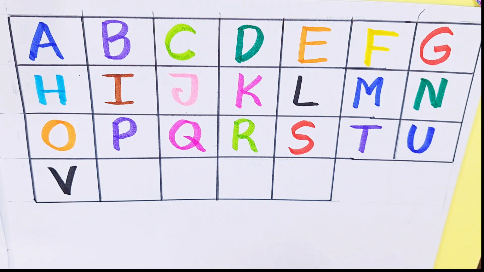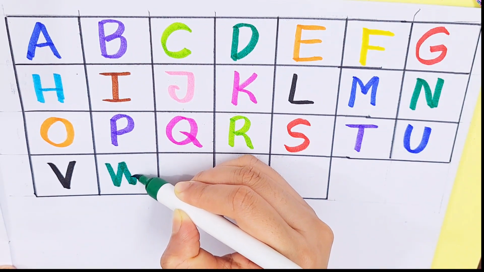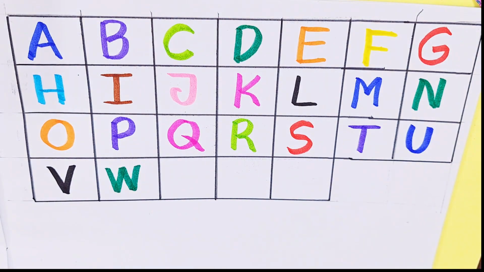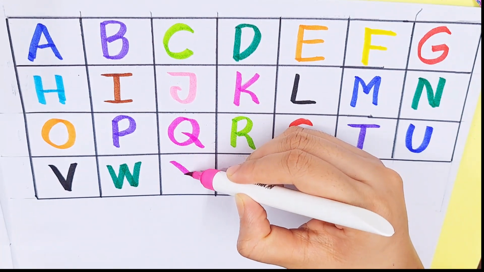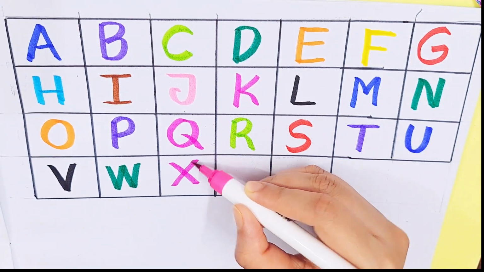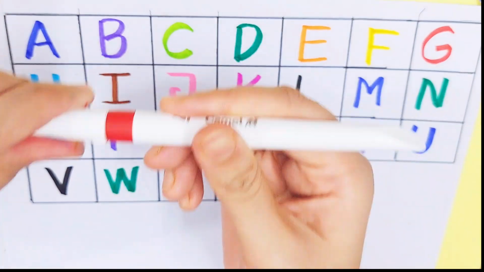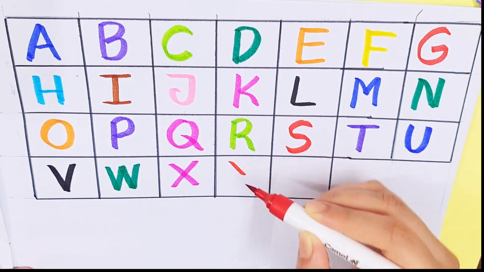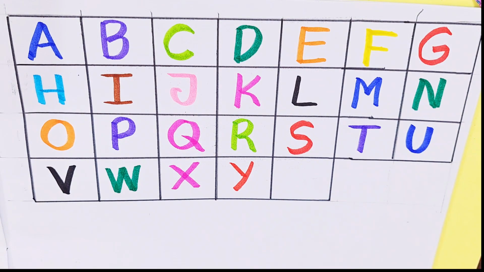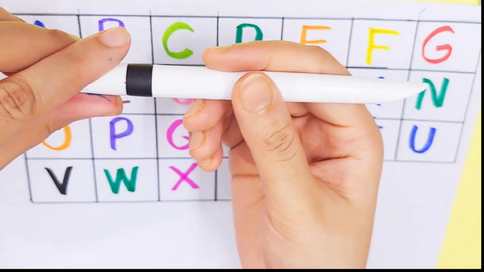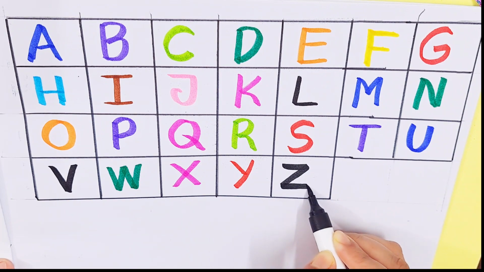Dark green color, W. W for wax. Purple color, X. X for X-ray. Red color, Y. Y for yak. Black color, Z. Z for zero.